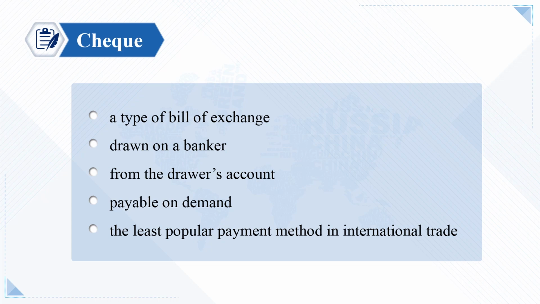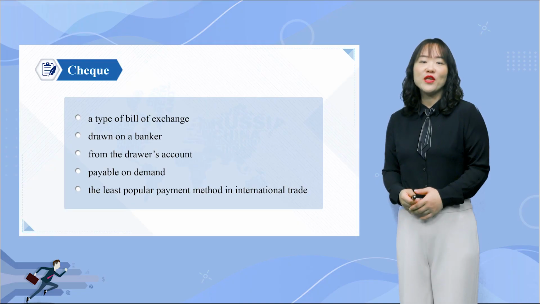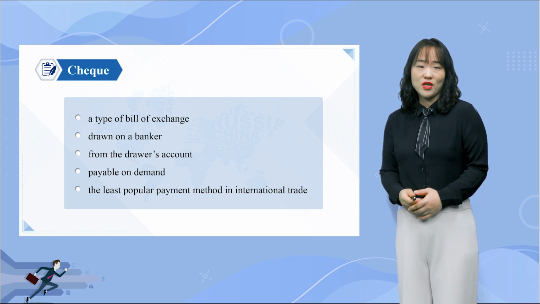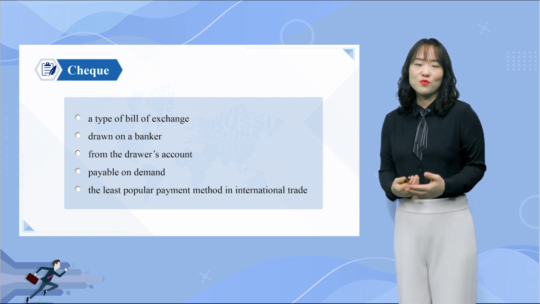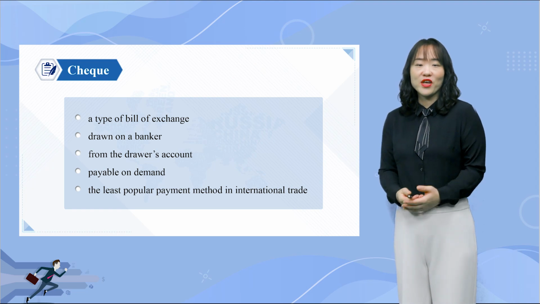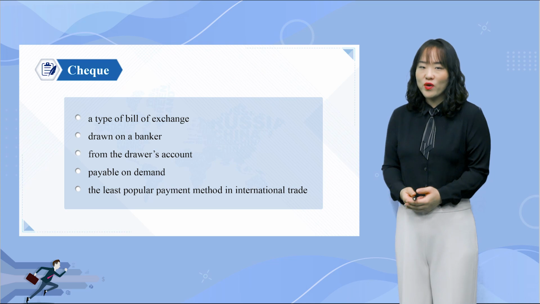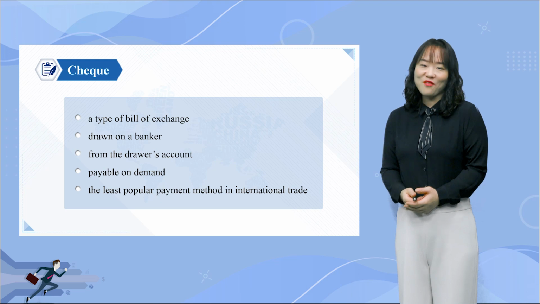A check is always payable on demand, that is, the amount is paid to the bearer of the instrument at the time of presentment of the check. It should be noted that the issuer must have an account with the bank. There is a specified time limit of 3 months, during which the check must be presented for payment. If a person presents the check after the expiry of 3 months, then the check will be dishonored. A check is the least popular or almost never used payment method in international trade.